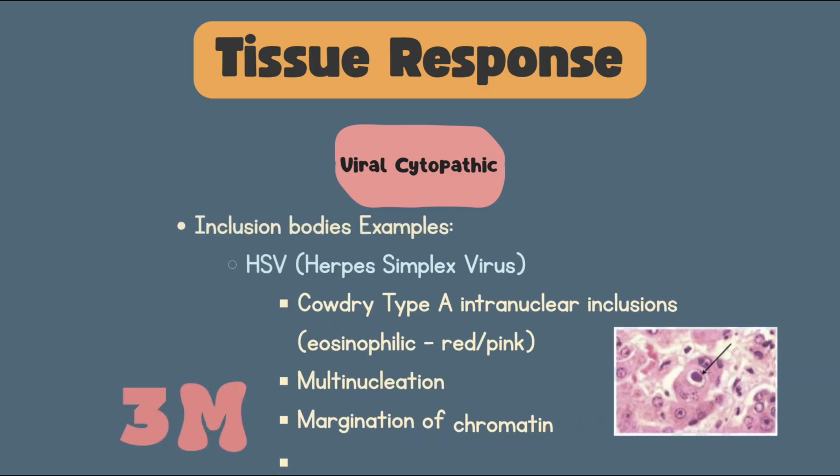Second example is HSV, herpes simplex virus, which produces a Cowdry type A intranuclear inclusion. So again, in this case, we find the inclusion in the nucleus. But in this case, it is eosinophilic, so it appears red or pink, as we can see in the slide at the right. HSV also shows the classic microscopic features that we discussed before, which are the 3 M's: multinucleation, margination of the chromatin, and nuclear molding.